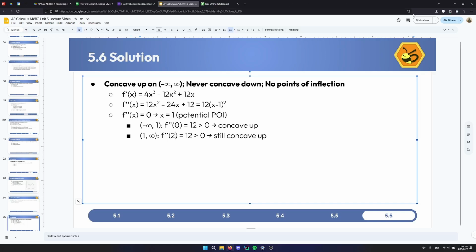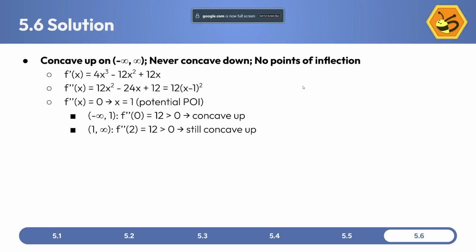Anyways, so hopefully this concavity makes sense.